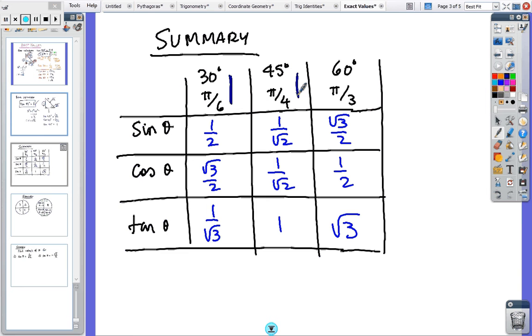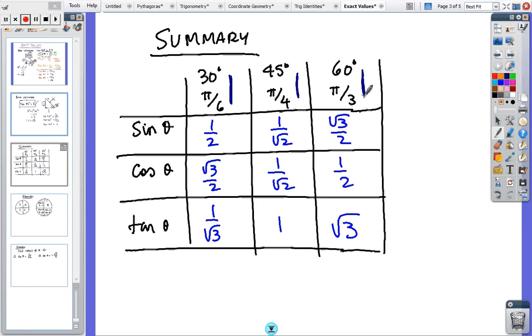45 is pi on 4, and 60 is pi on 3. So you just have to know those ones, because questions could be asked in degrees or radians. If you have a look, all I've done is put all the information that we've just been having on the last 2 pages.